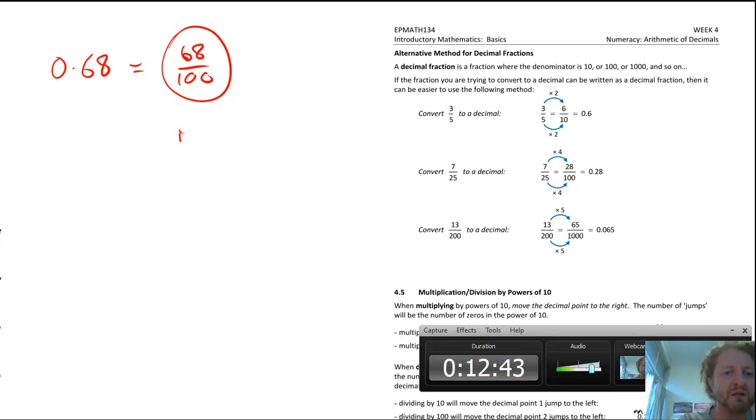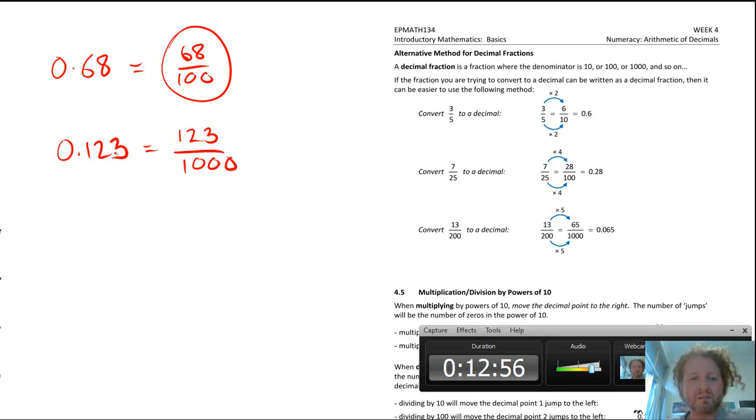Like if I started with the question, what's 123 on 1,000 converted to a decimal, I'll say, well, it's got 3 zeros, so it'll have 3 decimal places. It'll be 0.123. So yeah, if you can get your decimal to look like what we call a decimal fraction, in other words, the denominator is a 10 or 100 or 1,000 or so on, then life gets easy.